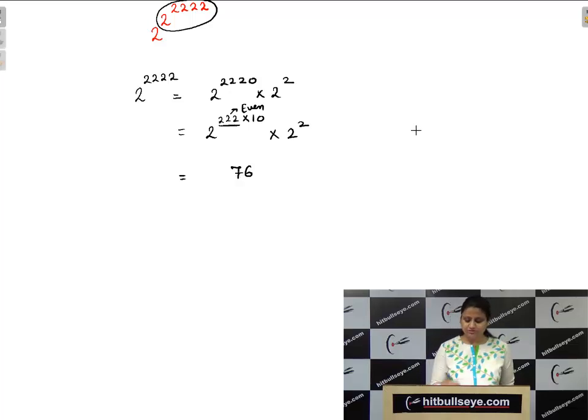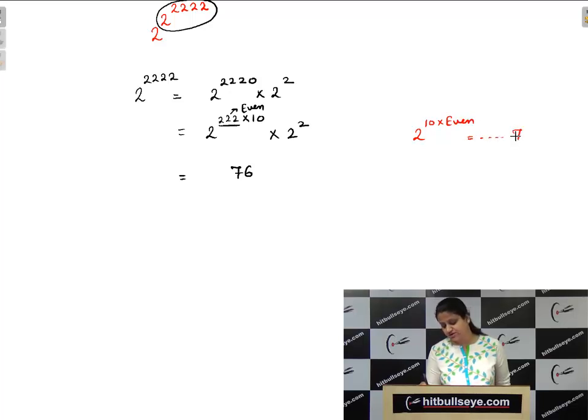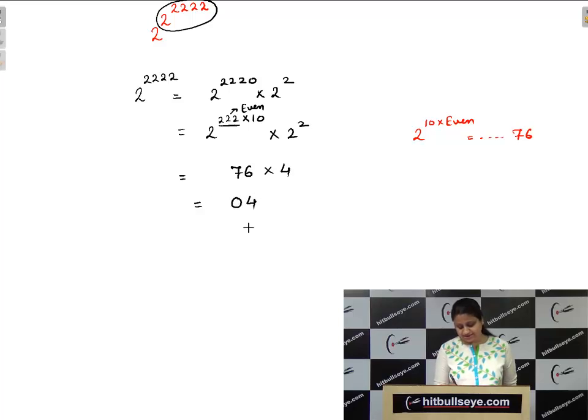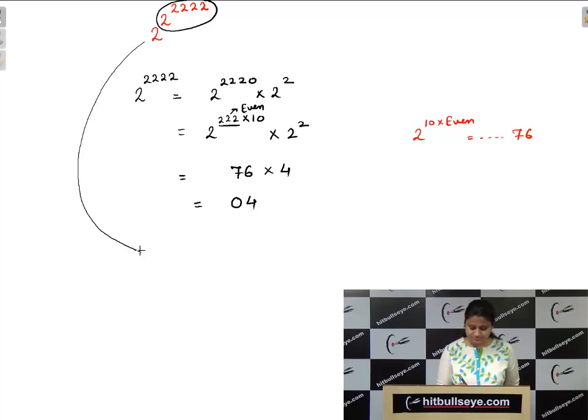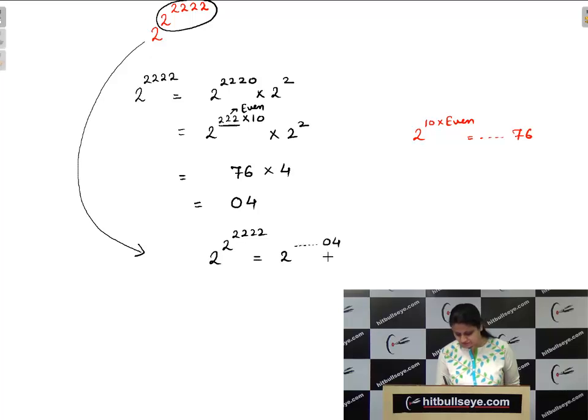What is the shortcut I am using here? That is 2 raised to power 10 into even. Whenever you have this format, your number will always end in 76. Now, this is 4. Now you can find the last two places. It will end in 04. Now coming to the original question, it was 2 raised to power 2 raised to power 2222. Now we have calculated that the power is ending in 04.